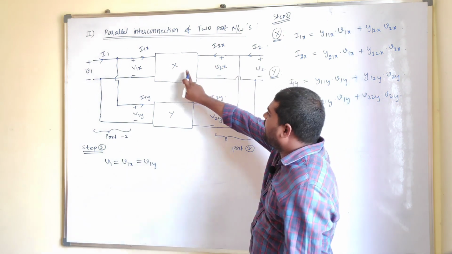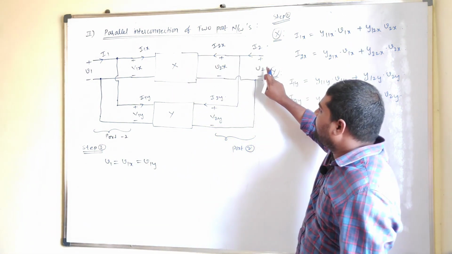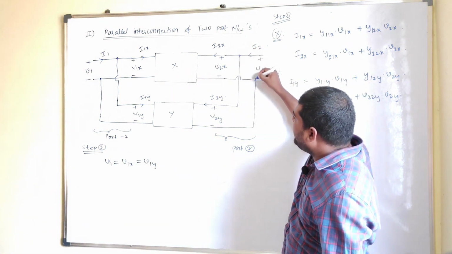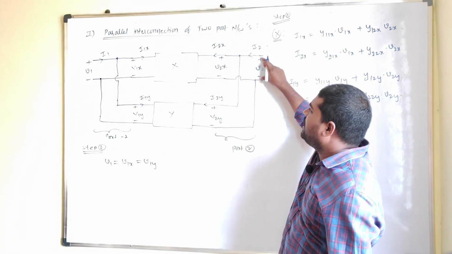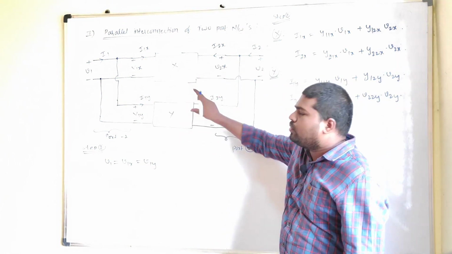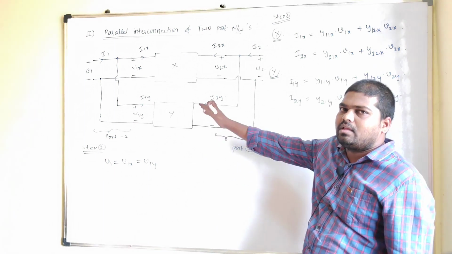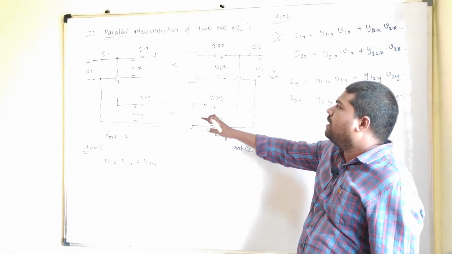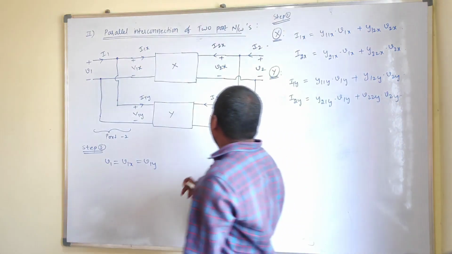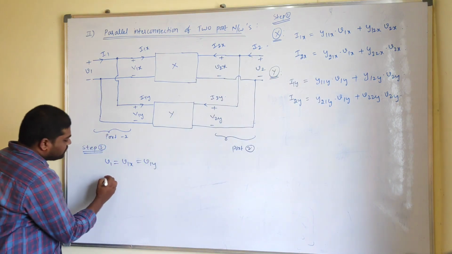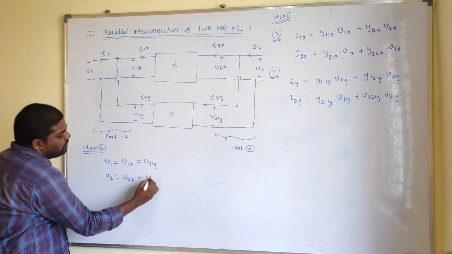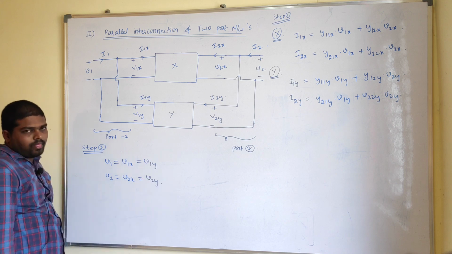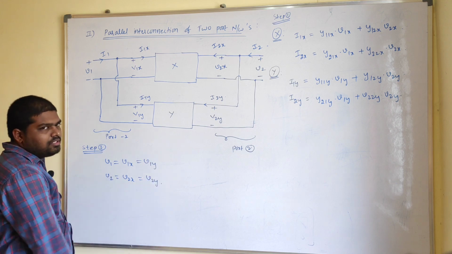V2 is applied at the X 2-port network, and in the same way V2 is applied at the Y network also. The same voltage can be applied for both 2-port networks, one is X, another one is Y. So we can conclude that V2 equals V2x equals V2y. This is for the voltage variables.